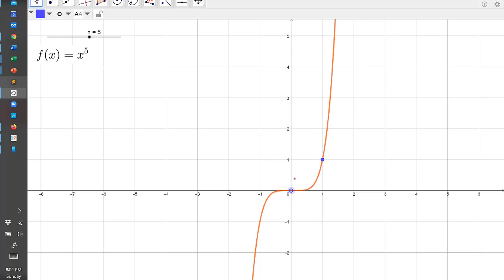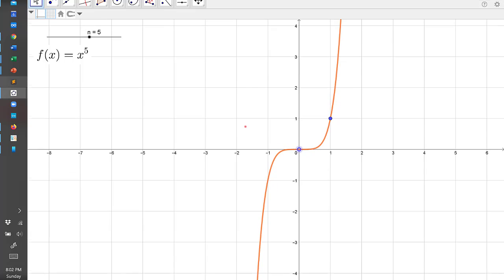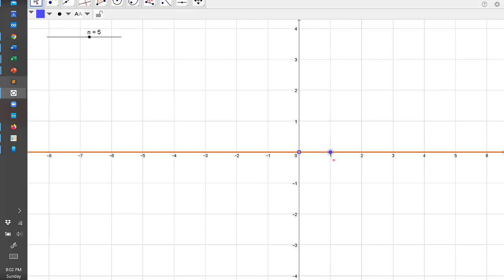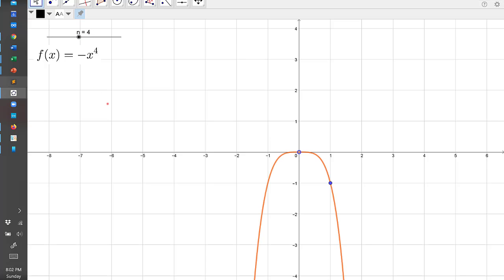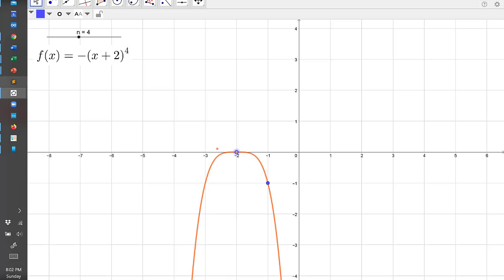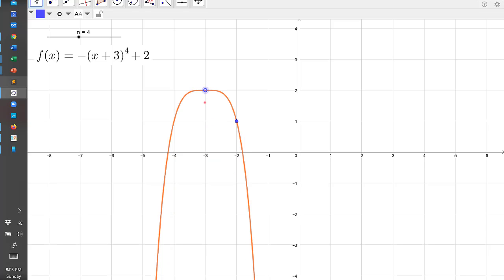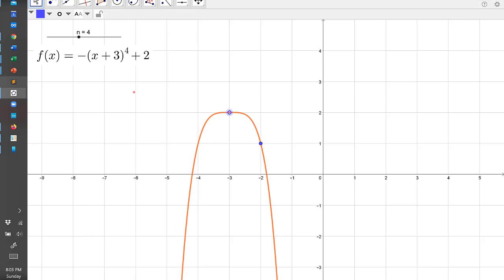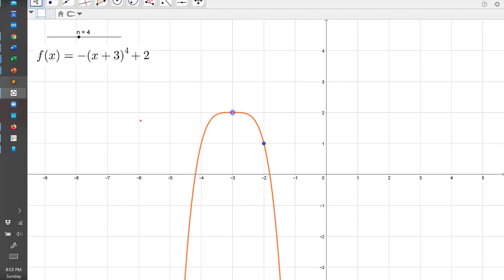So I'll come back. Let's make negative x to the 4. There's a negative. Okay, so there's where I'm starting, negative x to the 4. Shift left by 3. That puts the plus 3 on the inside. Shift up 2. And that gives me the plus 2 on the outside. And there it is. There's the function I was looking for. Well, originally it was 2 minus x plus 3 to the 4th, but same thing.